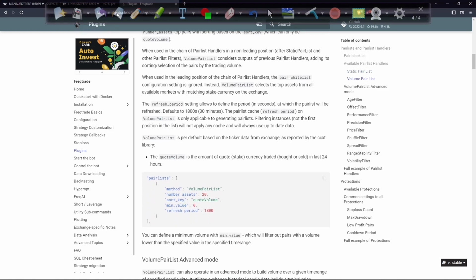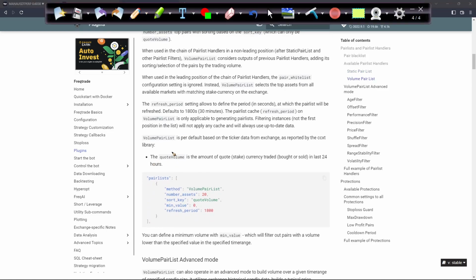So yeah. All right, now we have volume pair list is per default based on the ticker data from exchange as reported by the CCXT library. The quote volume is the amount of quote stake currency traded, bought or sold in last 24 hours. Okay, so this is our quote volume.